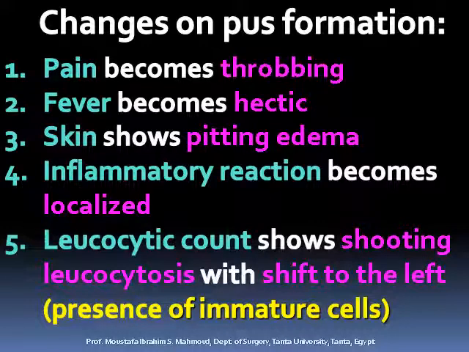Changes on pus formation: the pain becomes throbbing. The fever becomes hectic. The skin shows pitting edema. The inflammatory reaction becomes localized. The leukocytic count shows marked leukocytosis with shift to the left. Shift to the left means the presence of immature forms.